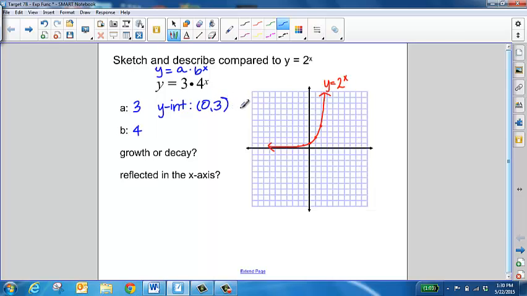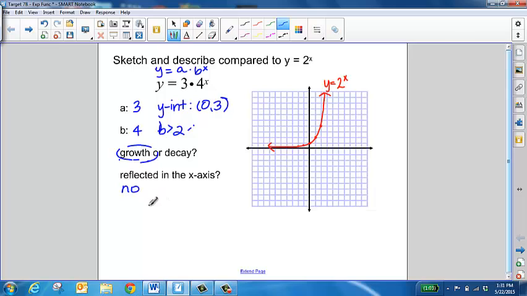Now the b is a positive 4. Since the b is a positive 4 and it is greater than 2, that means this is actually going to be a growth function. To determine if it's reflected in the x-axis, you want to look at the a value. Since our a value is a positive 3, this is not going to be reflected.